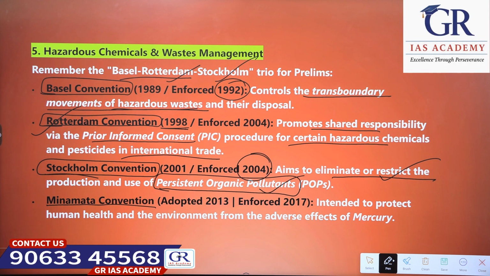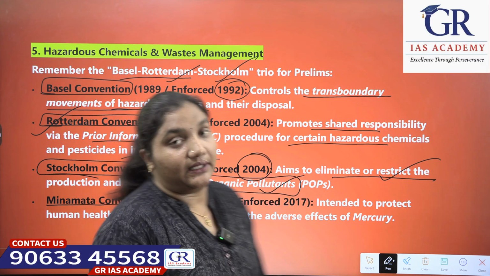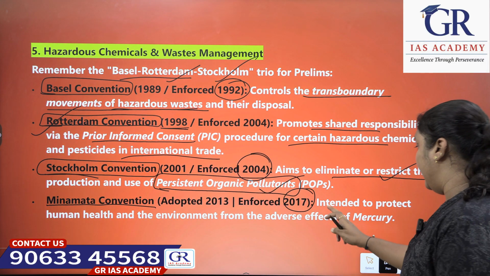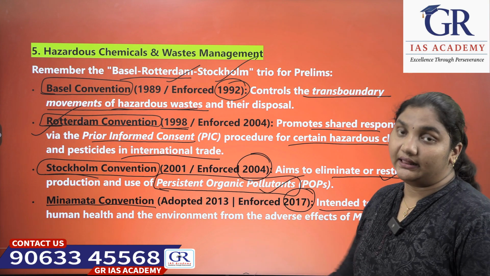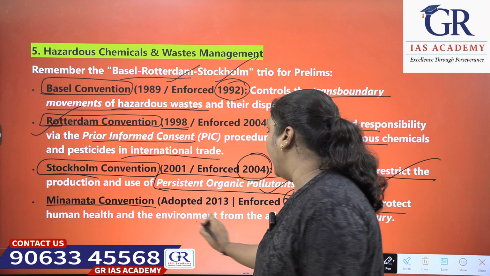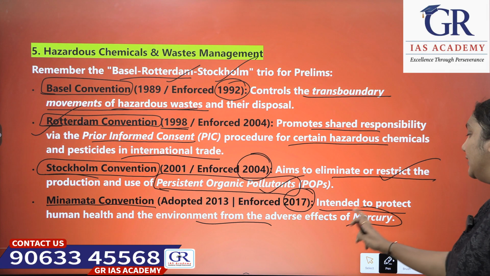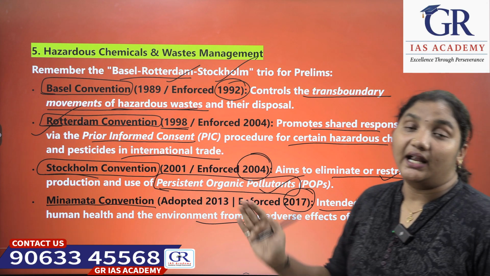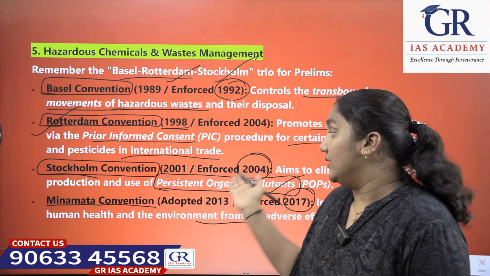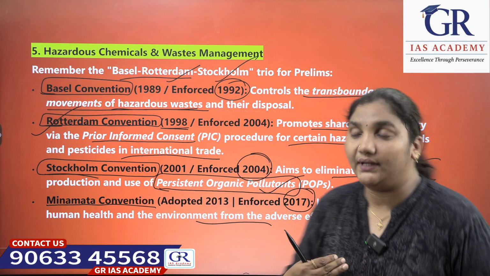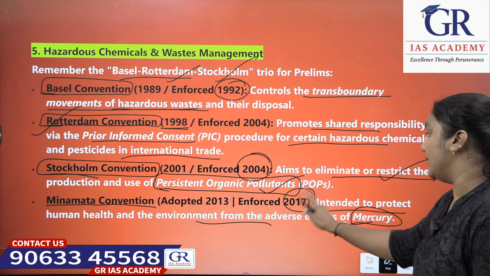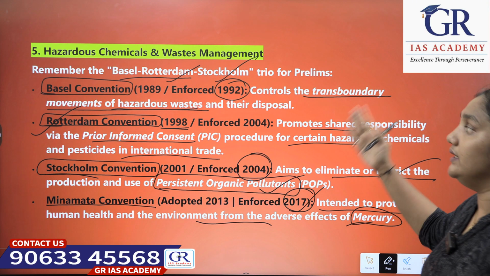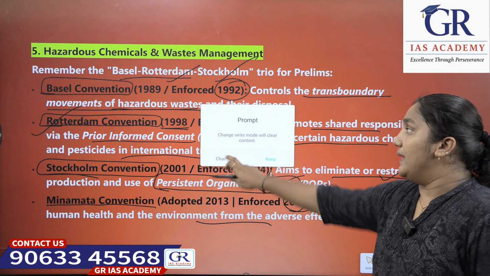Okay, next is the Minamata Convention, which was adopted in 2013 but came into enforcement in 2017. What is it? It is intended to protect human health and the environment from the adverse effects of mercury. Okay, these are a few conventions on hazardous chemicals and waste management.